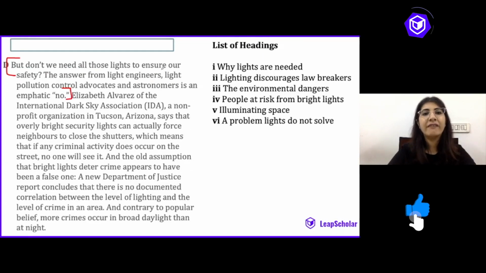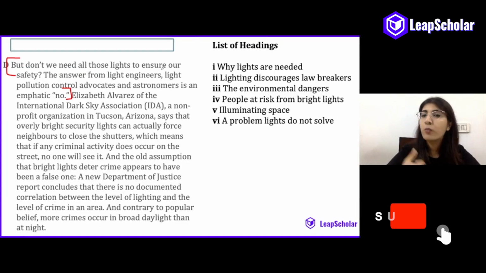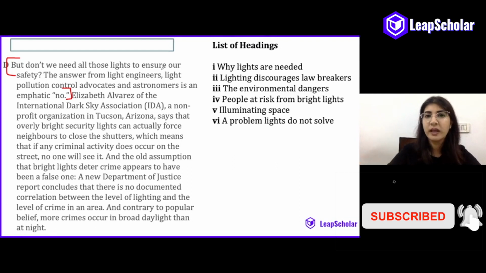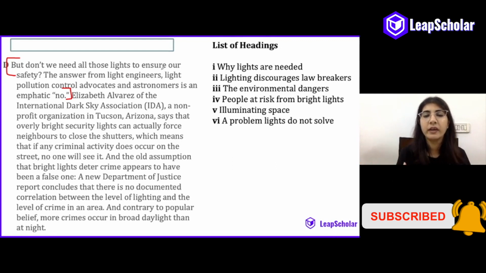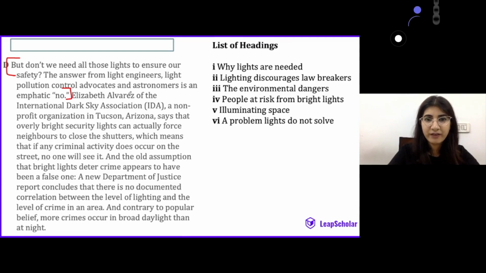Now another hack that I can give you is, whenever you have a paragraph like this, wherein there are a lot of proper nouns, what I want you to do, if you have a paper based test, is just strike through those proper nouns because they are blocking the meaning of your paragraph. For example, Elizabeth Alvarez, I'm going to just block out this. Elizabeth of where is not important. So I'll just block out the entire two sentences.